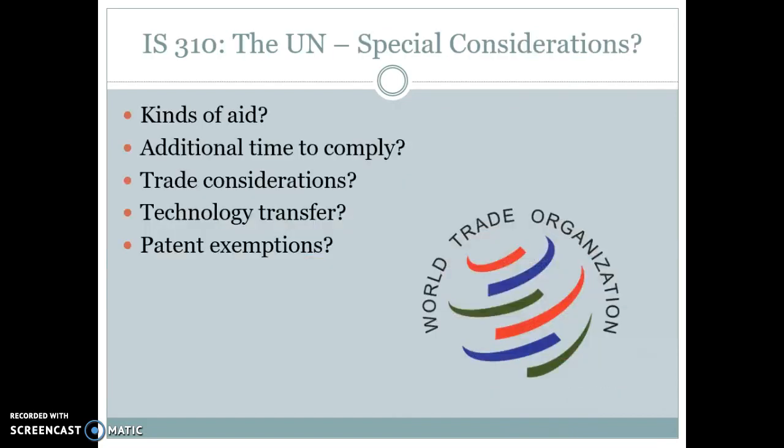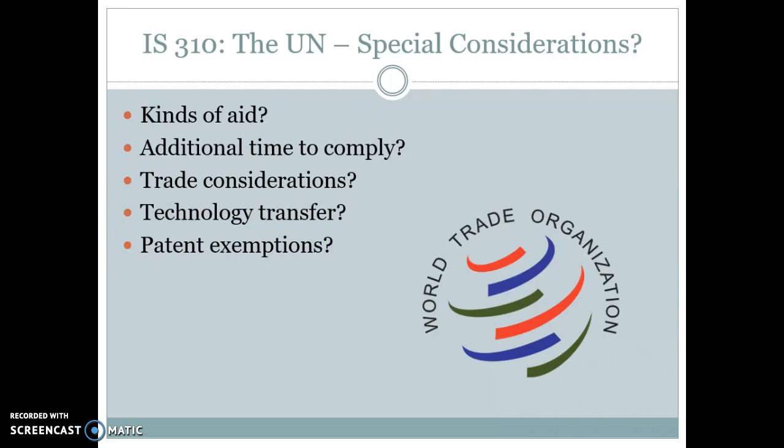So if we go back to this list before we end, these are the kind of considerations you'd consider. With Kyoto, it was additional time to comply. Other times there might be kinds of aid. Those of you who receive financial aid know there's a difference between a grant and a loan, and different kinds of loans, subsidized loans versus unsubsidized loans. And so maybe to the poorest of the poor states, you give different kinds of aid, grants through the UNDP instead of loans from the IMF. Maybe there'll be technology transfers or trade considerations.